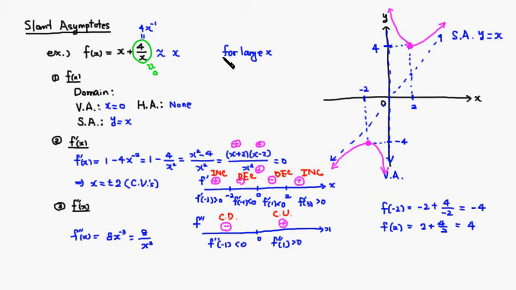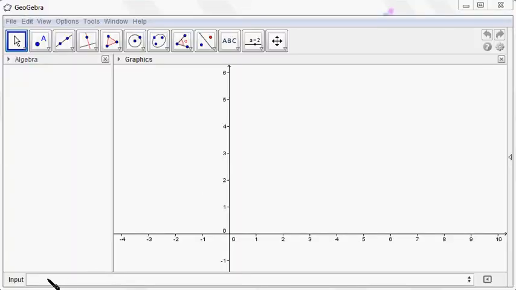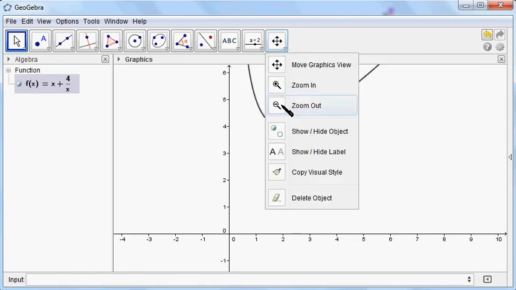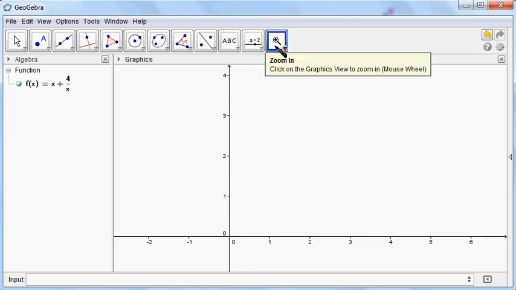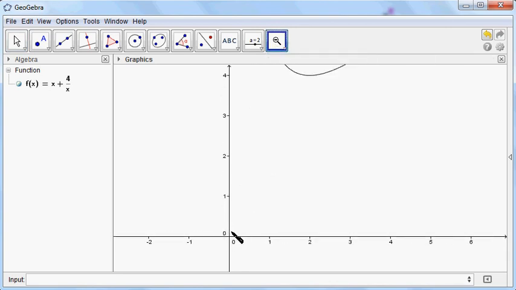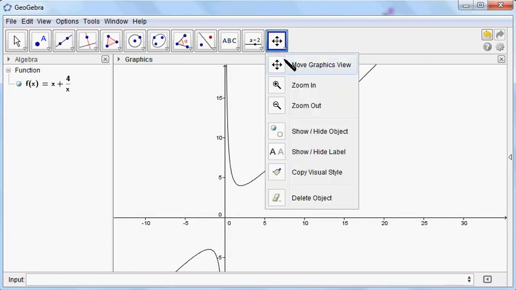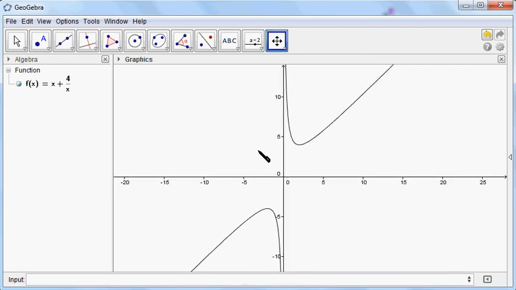So let's double check how well we drew the picture by using software to sketch the same graph. Using GeoGebra again, I'm going to sketch the graph of y equals x plus 4 over x. Then hit enter. So this is the graph. Maybe we should zoom in a little bit. I'll actually zoom out, that's what I meant. Zoom out a little bit. Then move it a little bit. So this is the picture.